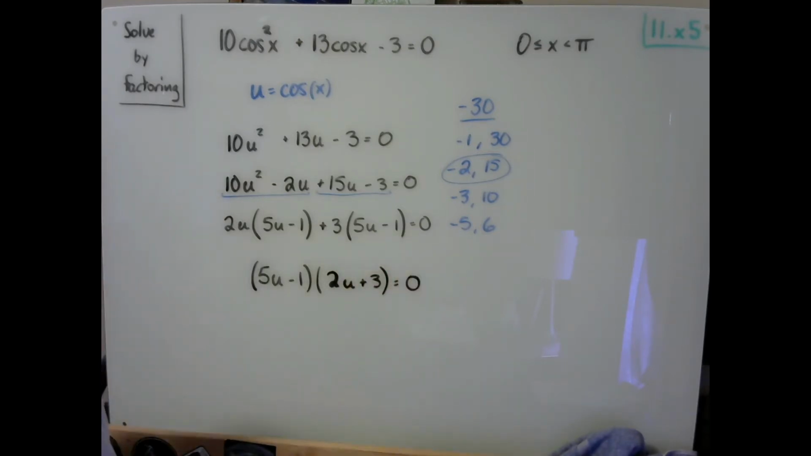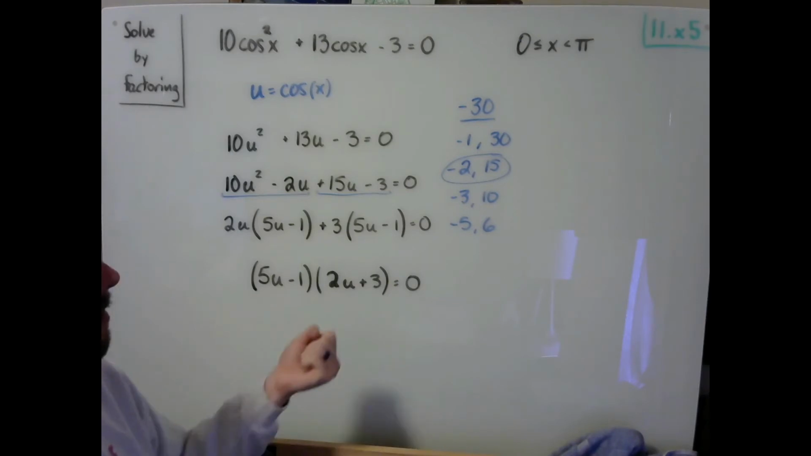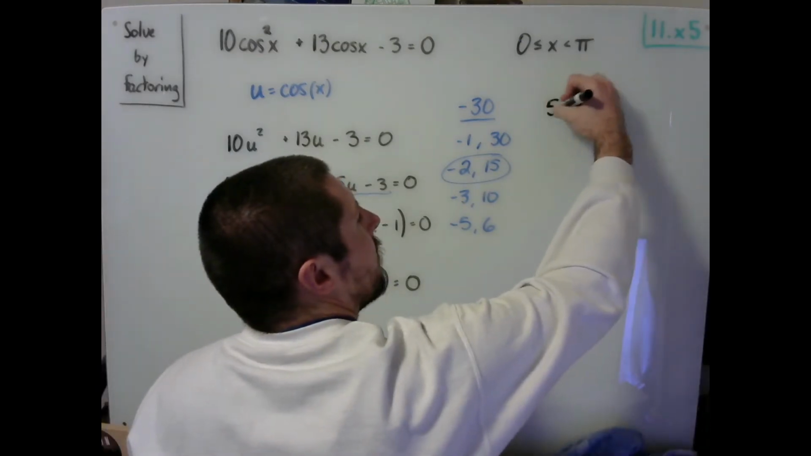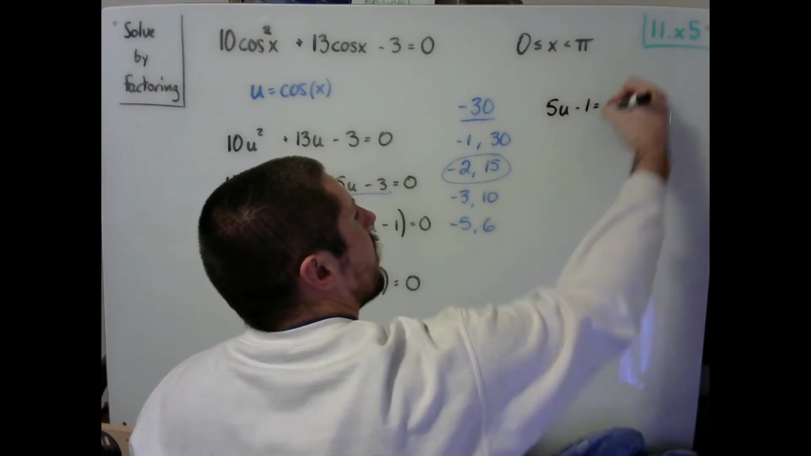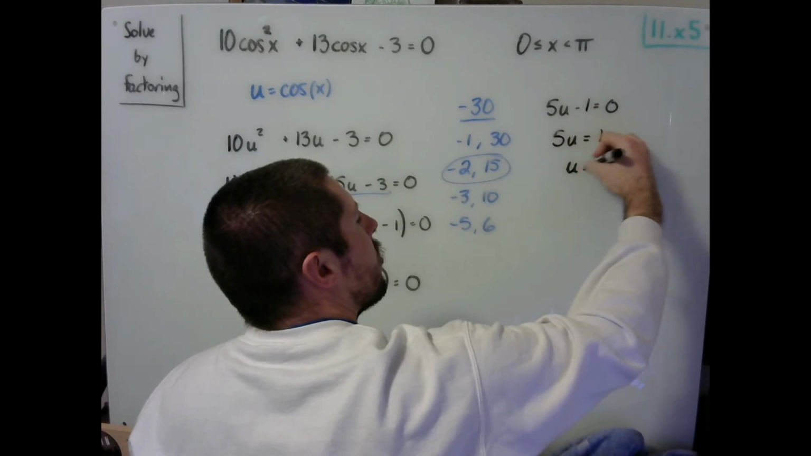Finally, we can solve each of these equations one at a time. If I have two numbers multiplied together to make 0, then either the first number is 0 or the second number is 0. So I can set up for myself 5u minus 1 equals 0, in which case 5u equals 1 and u equals 1/5.